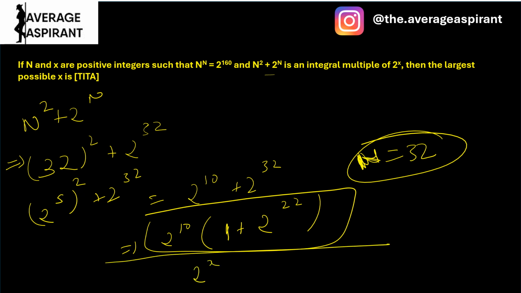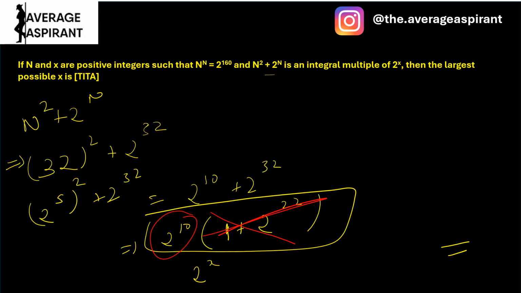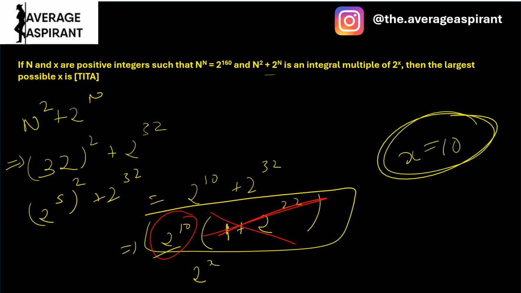Now if you see this particular term, 1 plus 2 raised to the power 22, 2 raised to the power 22 is an even number and 1 is an odd number, so the addition will be odd, and 2 to the power x will not be a factor of this particular term. So we are not interested in this term, we are only interested in 2 to the power 10. Now the answer is clear, right? It is in front of your eyes. What is the highest value of x by which 2 to the power 10 can be divided? x is equal to 10. We need the highest because 2 to the power 10 is a factor. So x is equal to 10. This is our answer. I hope you guys got it.